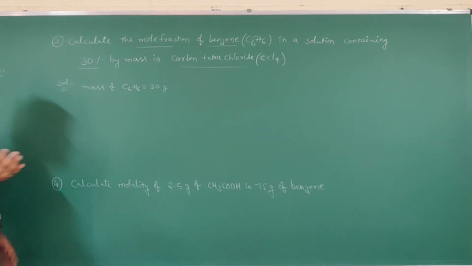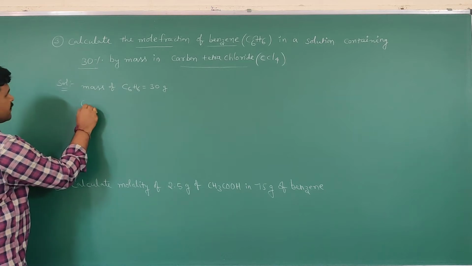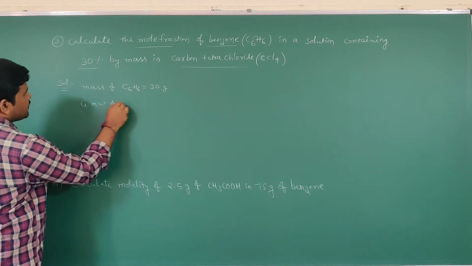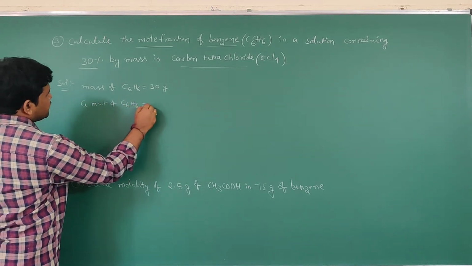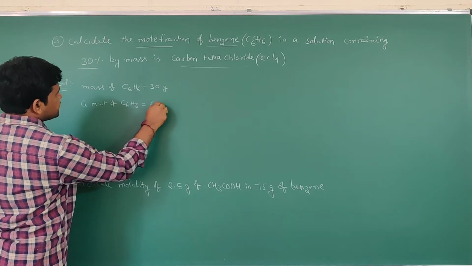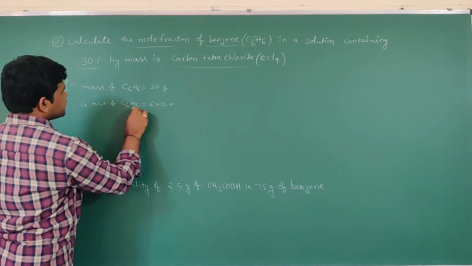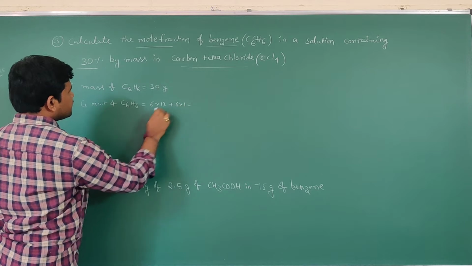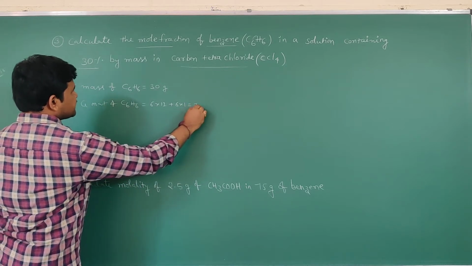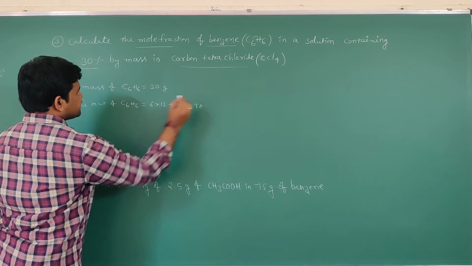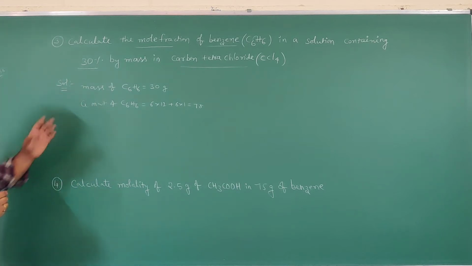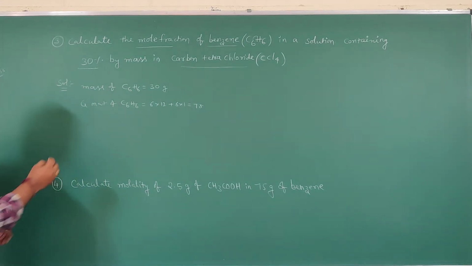So 30% means 30 grams. Gram molecular weight of benzene, how much? Benzene has 6 carbons, so 6 into 12, plus 6 hydrogens, so 6 into 1. So 72 plus 6, 78. Now here itself you please calculate moles of benzene.